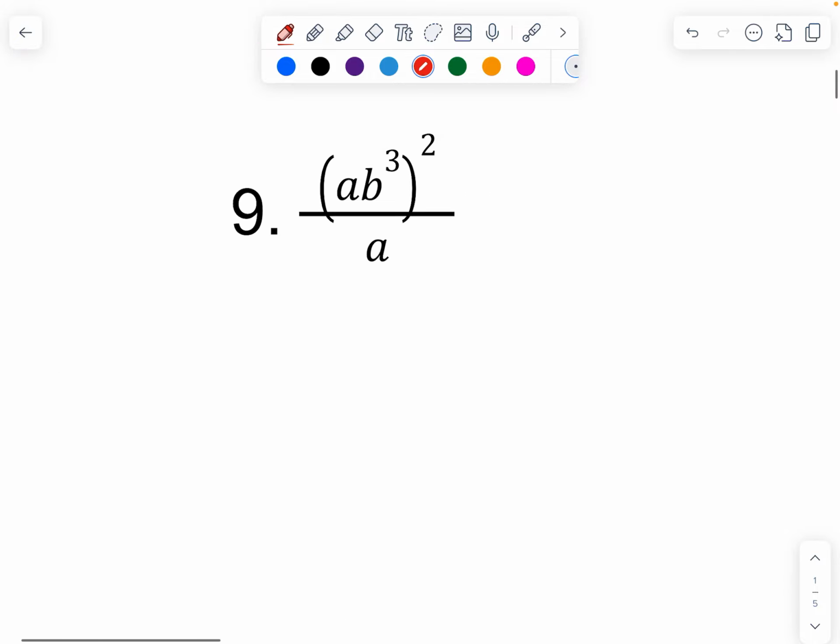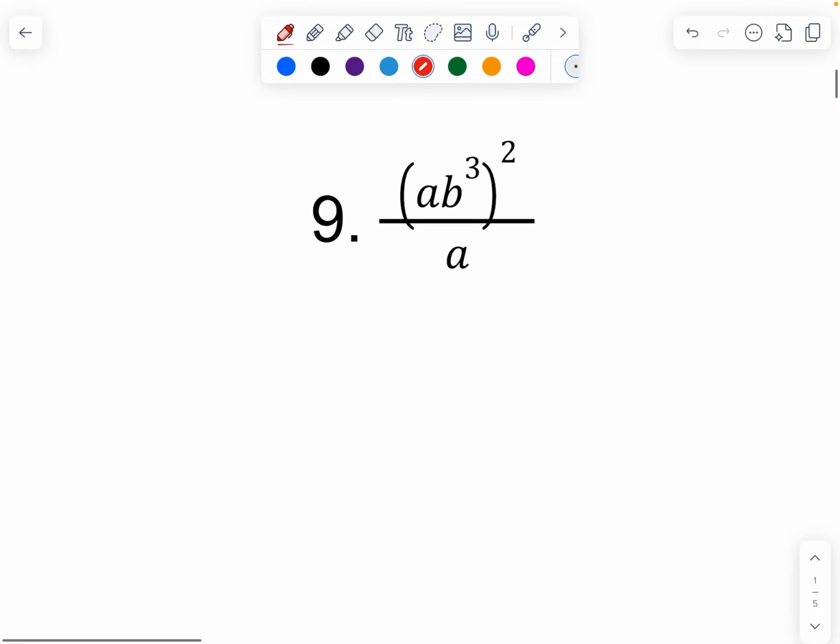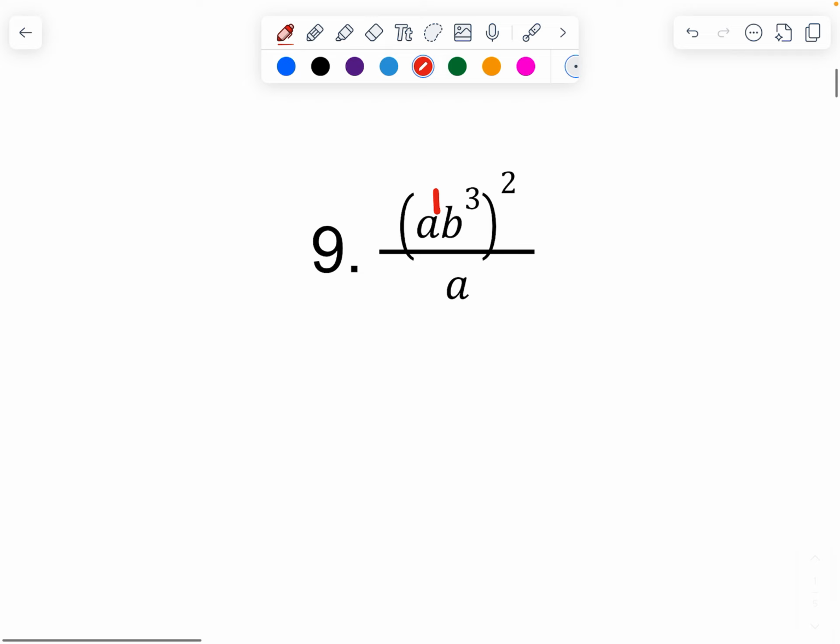Here we go. So on this one, now some of you might say, oh, we're going to simplify the fraction. But look at the numerator. This is inside a set of parentheses. Remember, you have to do those parentheses. You have to deal with that before you can do the simplifying of the fraction.